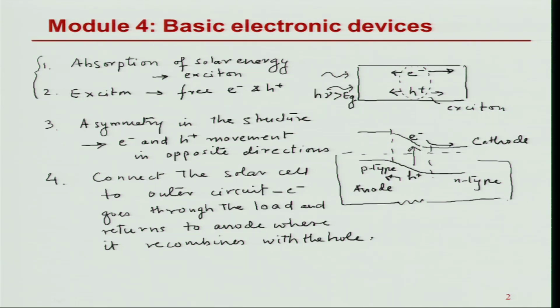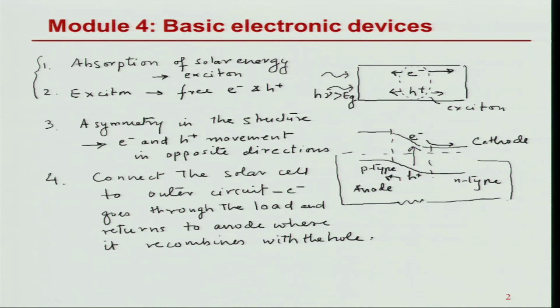Losing the energy that it got from the photon. I could have told the same story from the hole point of view, the same thing: the hole will go through the circuit and come back and recombine with the electron. But the point is that by using solar energy, I created a current and a voltage in a circuit which I can use almost like a battery.